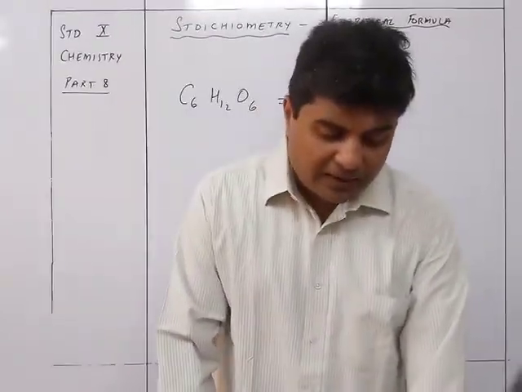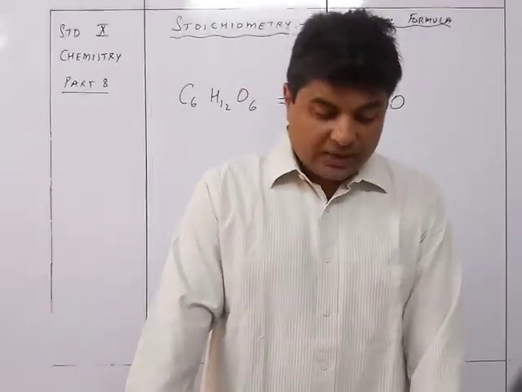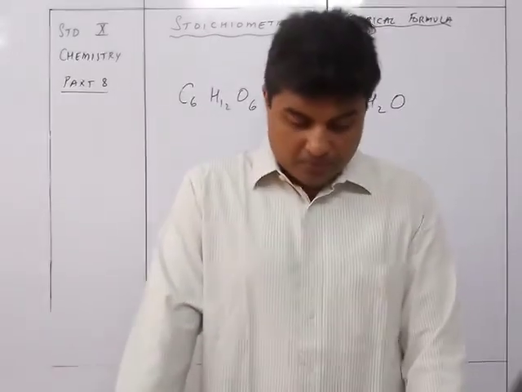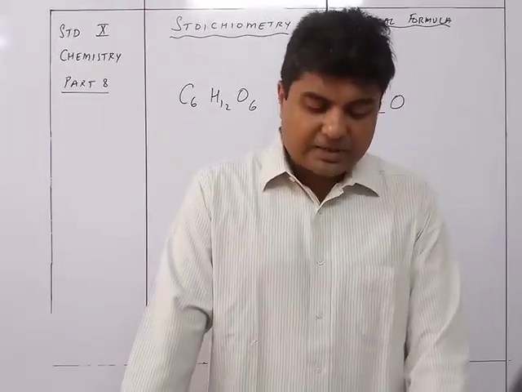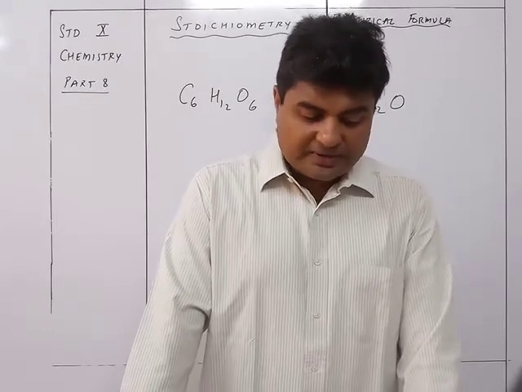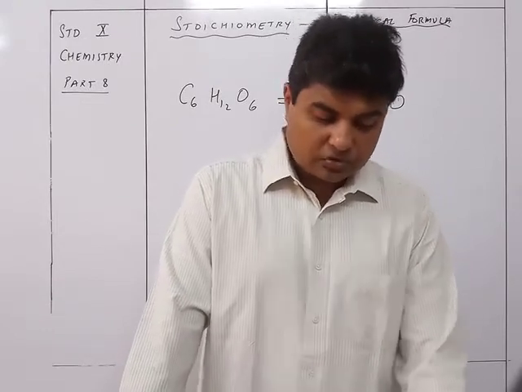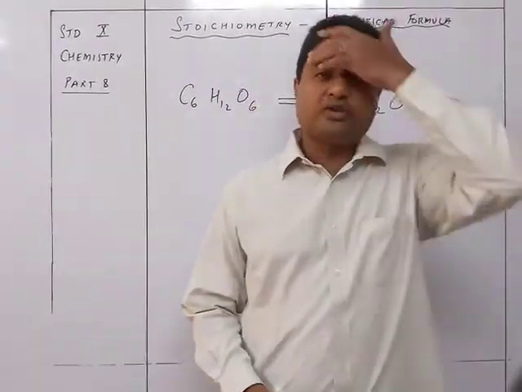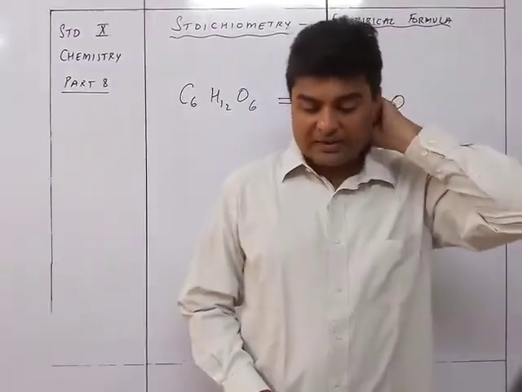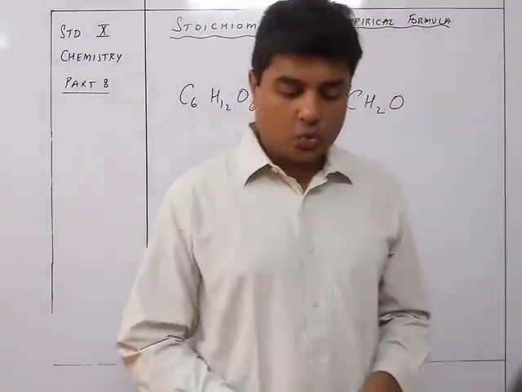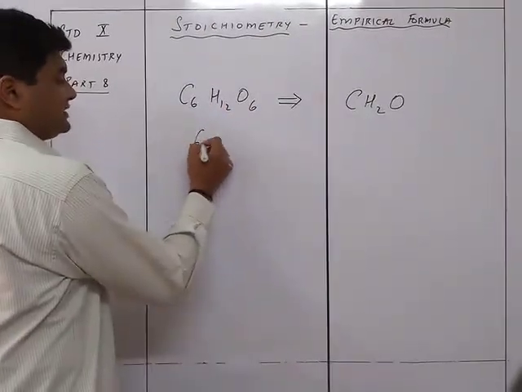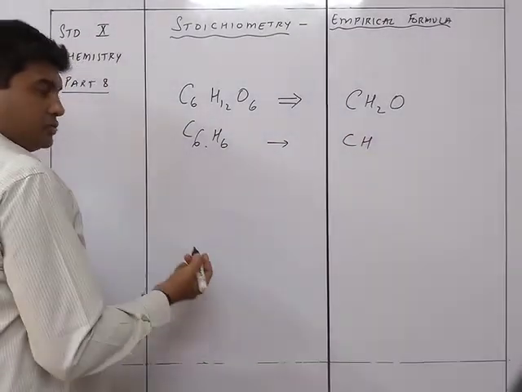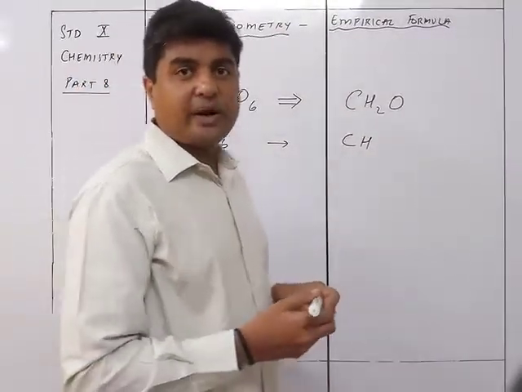So empirical formula is a formula of a compound which shows the simplest whole number ratio between the atoms of the elements in the compound. It represents the simplest ratio of the various elements present in one molecule of a compound. For C6H12O6, the whole number ratio is 1:2:1, hence the empirical formula is CH2O. Similarly, if we have C6H6, then it is going to be CH. In this way you will have different kinds of empirical formulas.